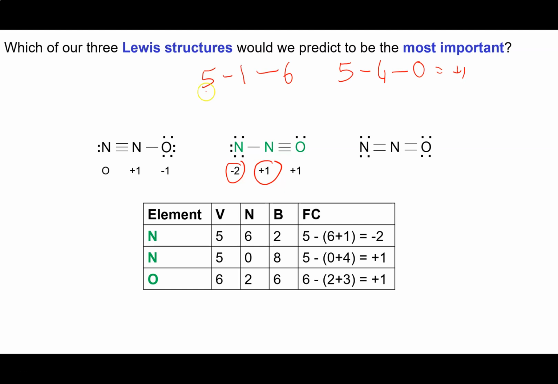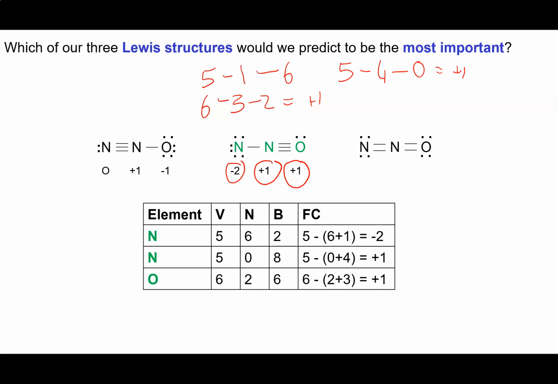And then finally the oxygen, so the valence electrons is just the group number minus the bonding electrons on 2, so that's 1, 2, 3. 3 bonds there, minus my non-bonding electrons, minus 1, 2. So 6 minus 3 minus 2 gives me plus 1. Okay, so we've got the second Lewis structure assigned with formal charges.